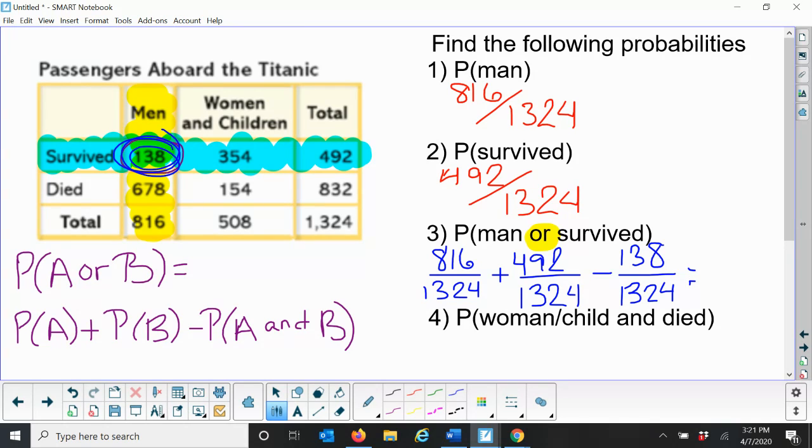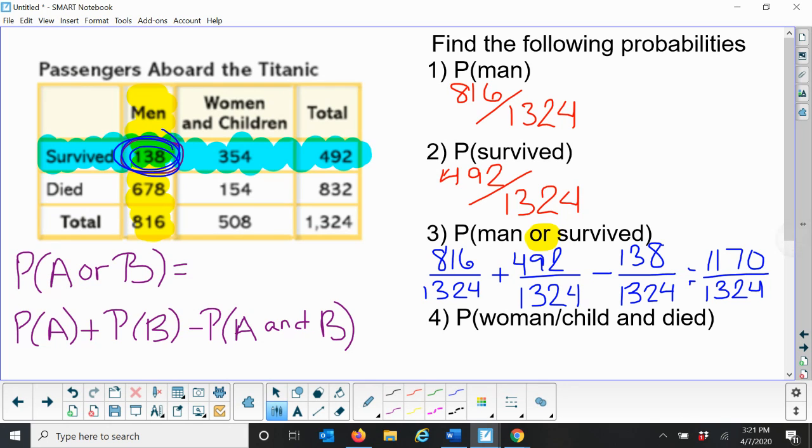And now, lucky for us, when we do this math, we have common denominators in our fractions. So we are going to keep the bottom. And then along the top, we are going to add 816 plus 492, and we're going to subtract that 138 for a total of 1170. Again, out of the total of 1324.